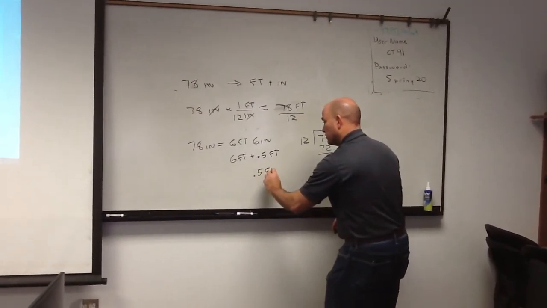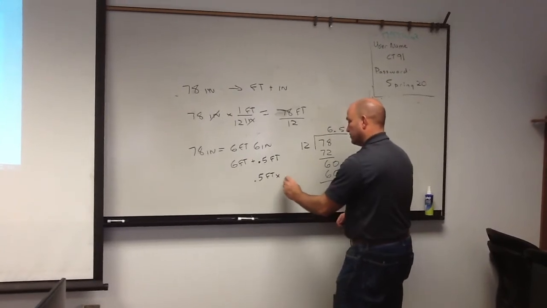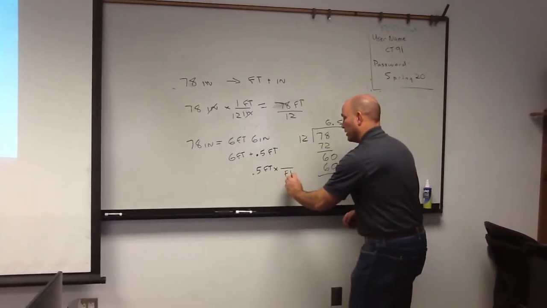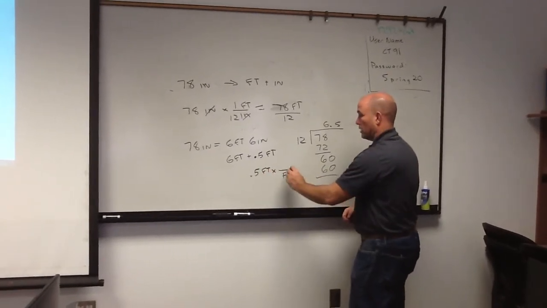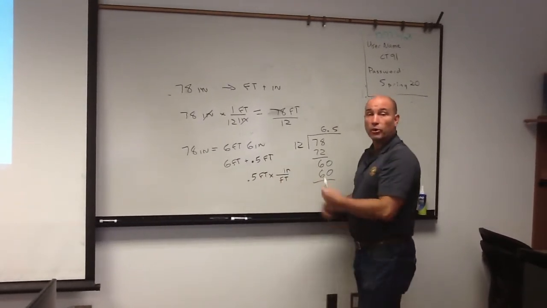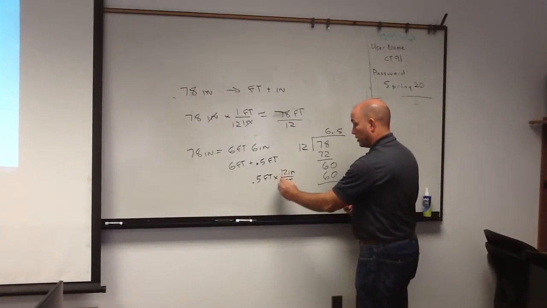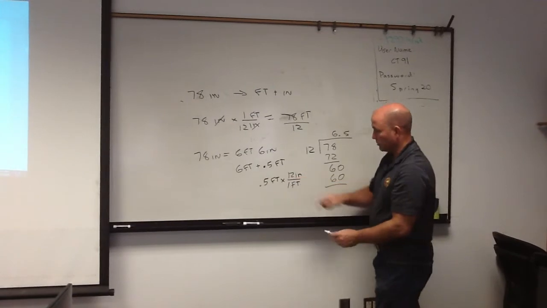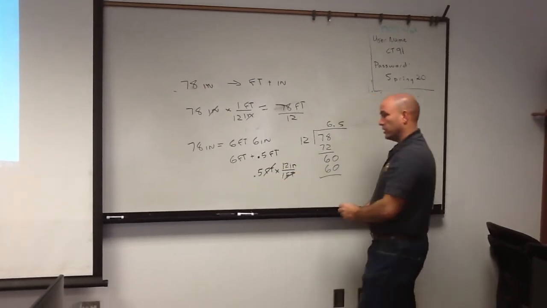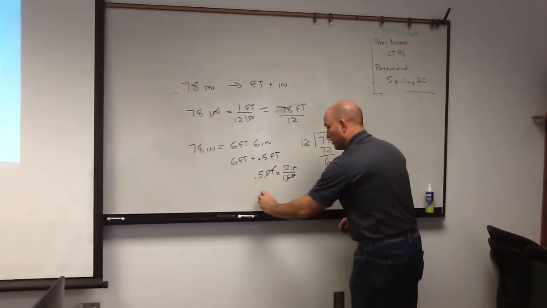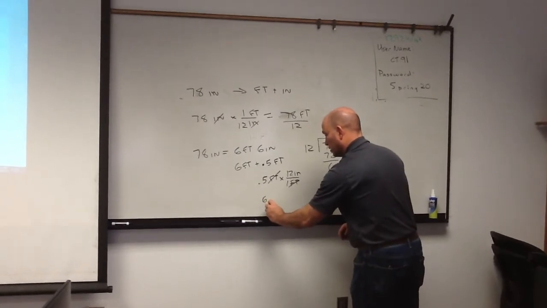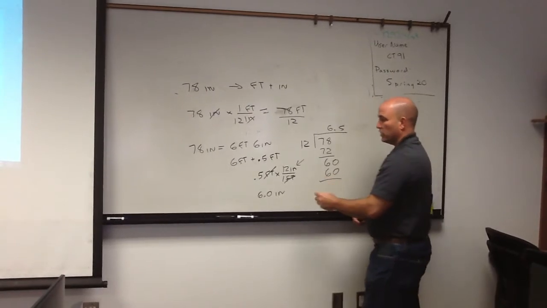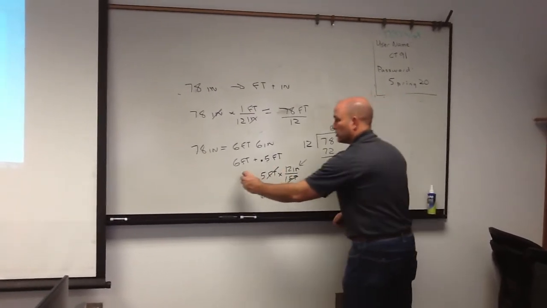0.5 feet times, where's the feet going to go? On the bottom, right? Because we want the feet to cancel. The inches are going to go to the top. Now we're going to put in the conversion, and what we're going to end up with is 0.5 times 12, right? Because the feet are going to go away, and 0.5 times 12 is going to give us 6.0, and again, inches. And so we eventually get right back to where we were.